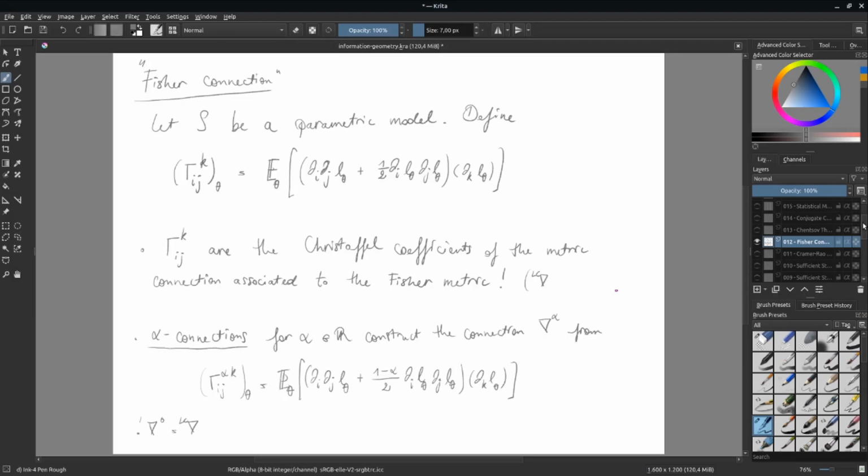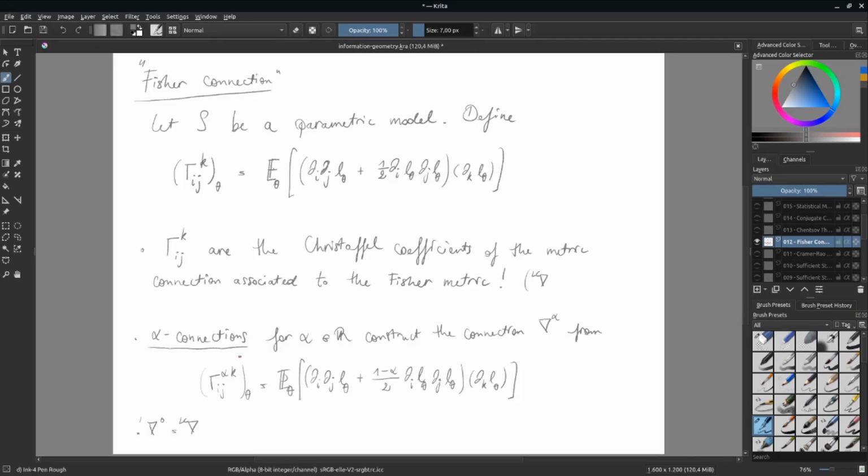So we talked about the Fisher metric, but what about the associated connection? I claim that if you define these Christoffel coefficients as the following, so the expectation for theta of this expression, those give you actually the Christoffel coefficients of the metric connection associated with the Fisher metric. So it's the Levi-Civita connection for the Fisher metric. That's nice, but maybe not super insightful.